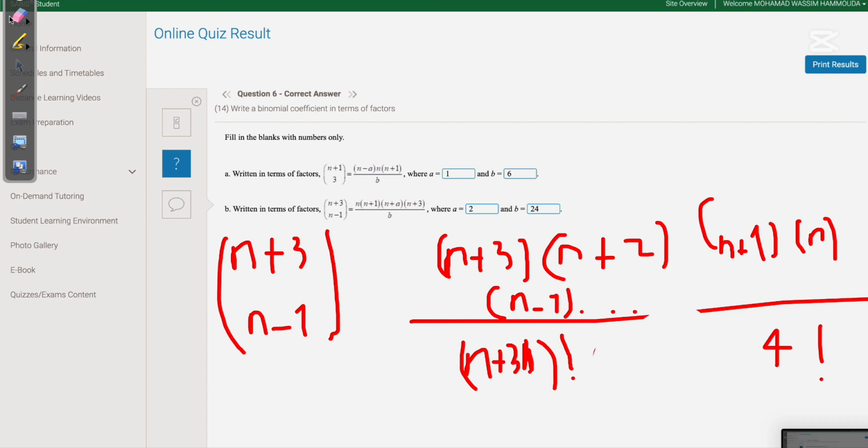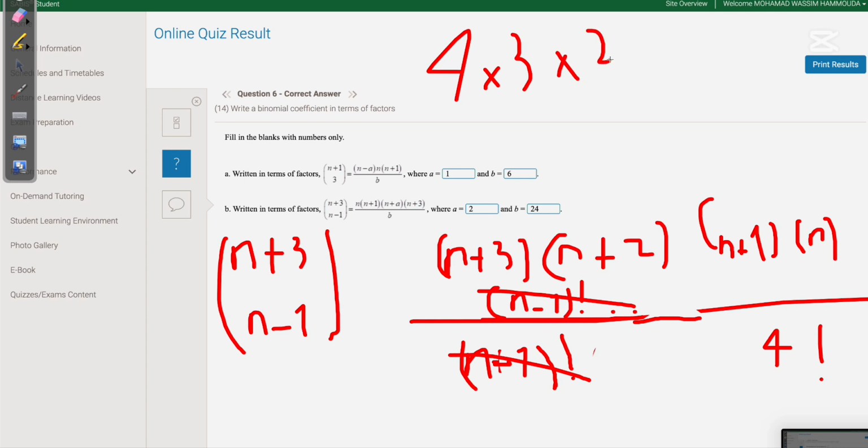Guys, I messed up the rule. Instead of n plus 3 in the denominator, it's n minus 1. So my bad, n minus 1. And then, as we said, the continuation of n minus 1 would be n minus 1 factorial, like over here in the numerator. So n minus 1 factorial and n minus 1 factorial cancel out. And then we have all of this over 4 factorial, which is 4 times 3 times 2 times 1, which is equal to 24.